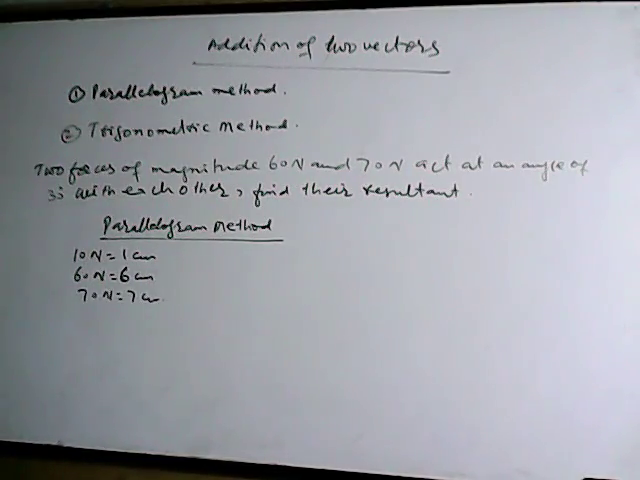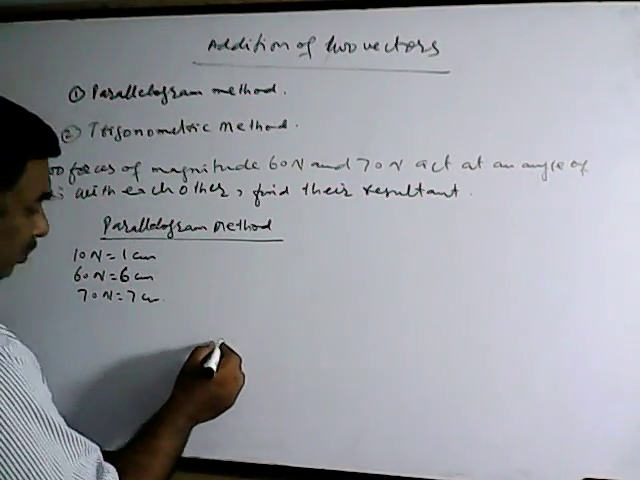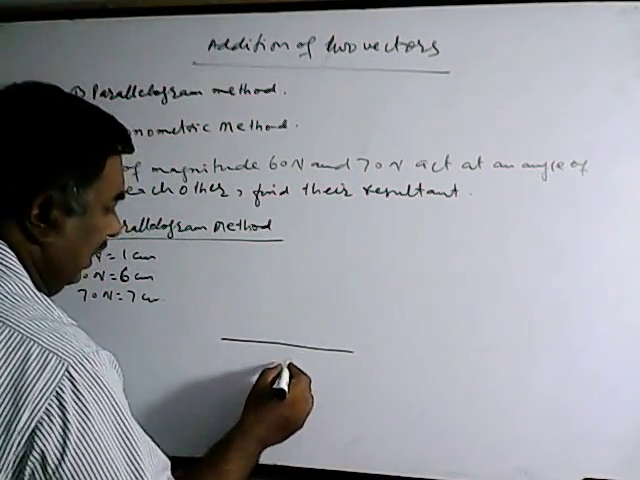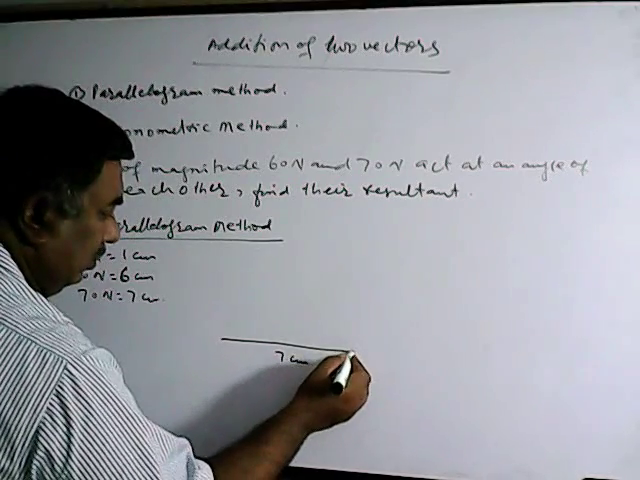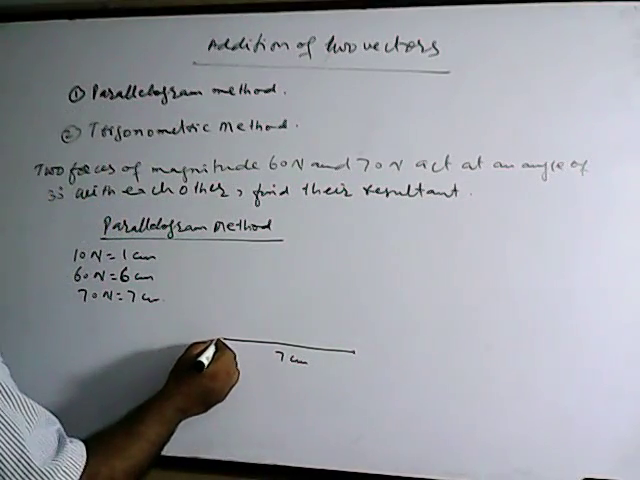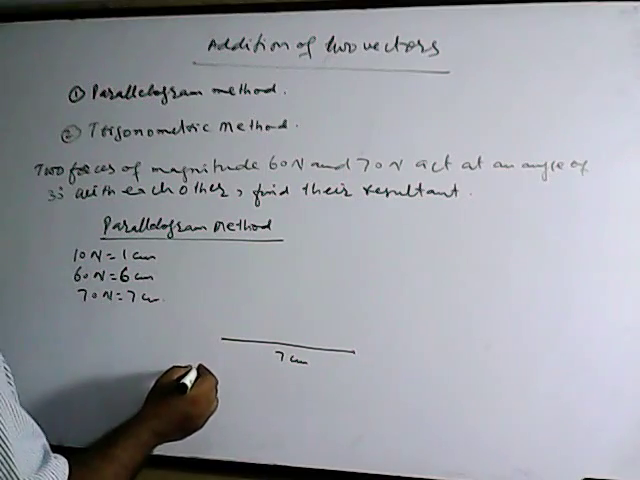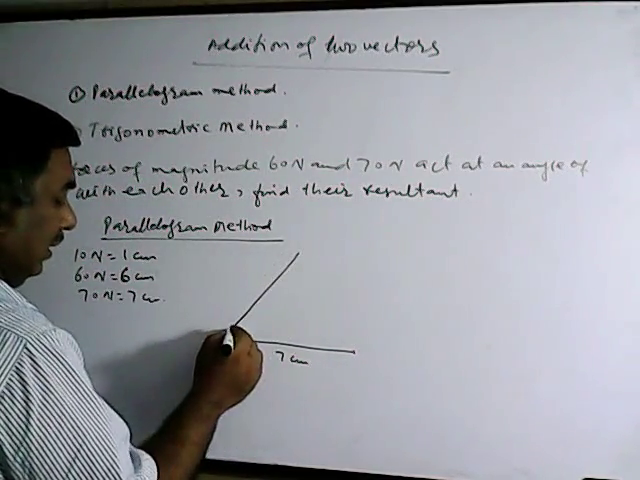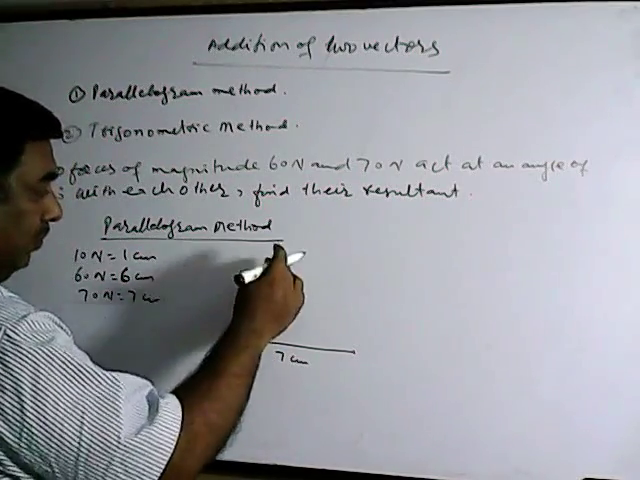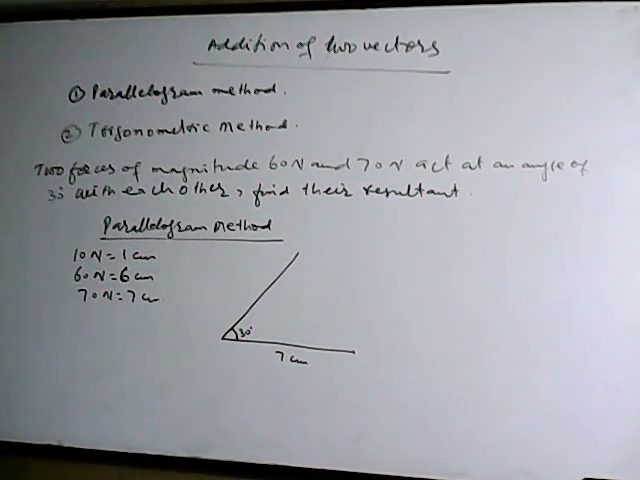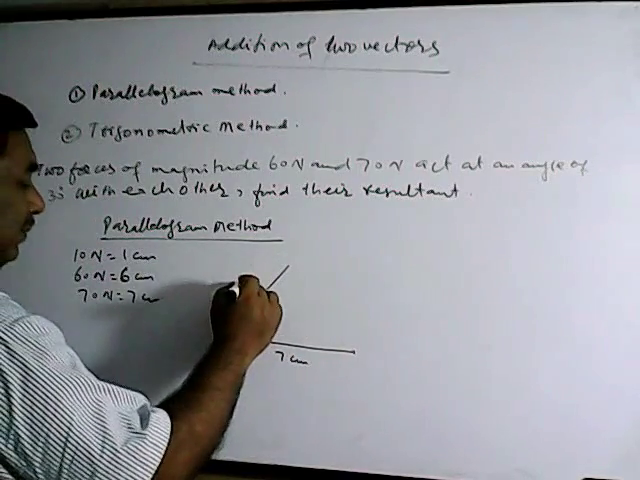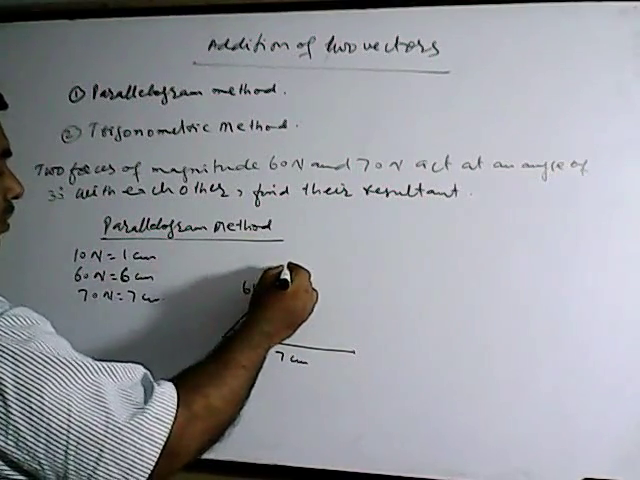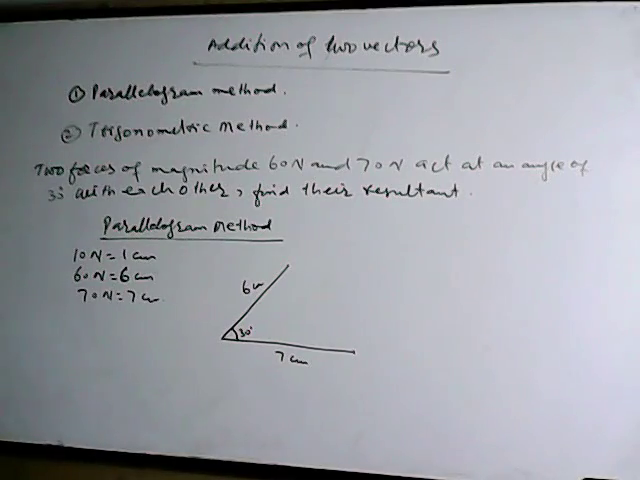So now I will just draw, suppose this line is 7 centimeters up to here, and this line makes an angle of how much? 30 degree with each other. With the protractor I'll make a 30 degree angle, and I'll take this as 6 centimeters. This is 6 centimeter. Now I'll find by the parallelogram method the addition, the resultant of these two vectors.